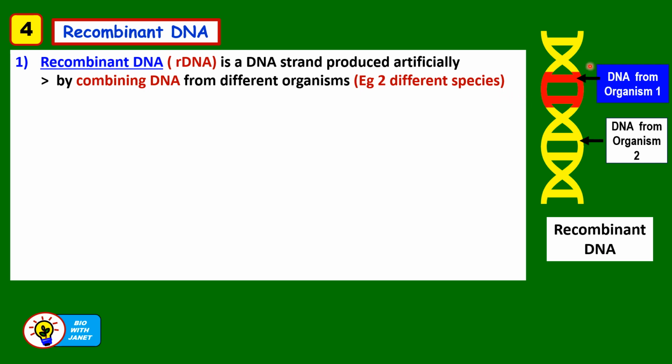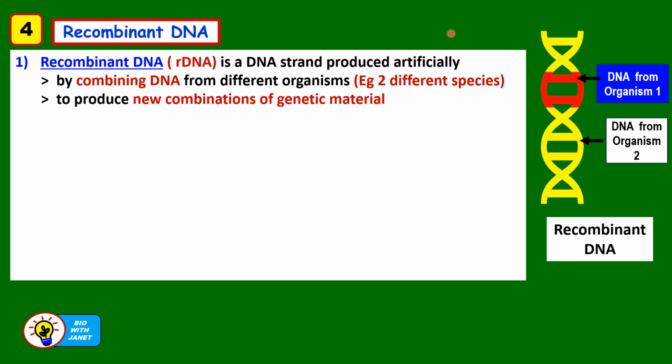For example, this is a recombinant DNA strand. It has the DNA colored yellow here from species 1 and the DNA colored red from species 2. They have been combined together. This doesn't occur naturally in nature, right, even through crossbreeding. So this is recombinant DNA that's produced in the lab, where scientists join two different DNA strands from two different species together using enzymes.